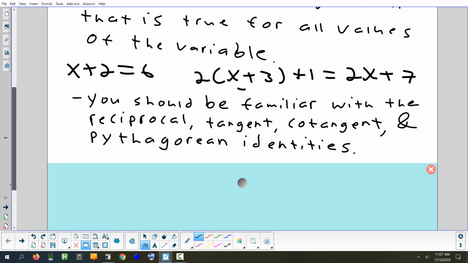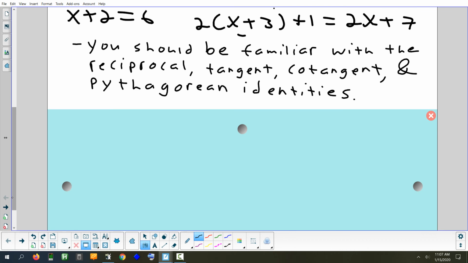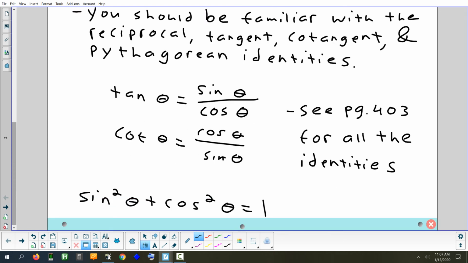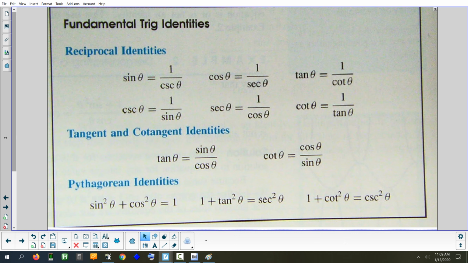Now, the third group was the Pythagorean identities. We didn't spend a ton of time on the Pythagorean identities. In fact, we've never used them to do a problem. But today, we will. A Pythagorean identity looks like this. This is one of them. But all of them are on page 403. What I'll do is put that up real quick, just so we have it in the video. Okay, so those are all the different identities.